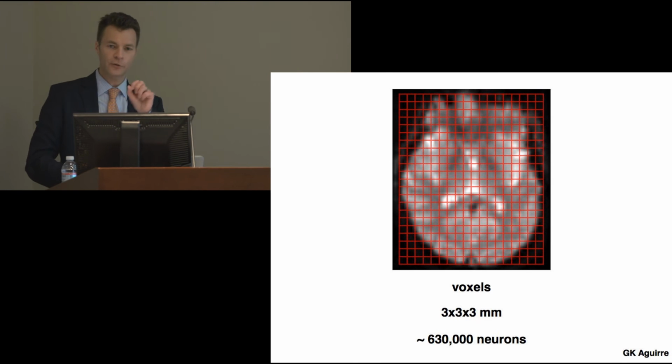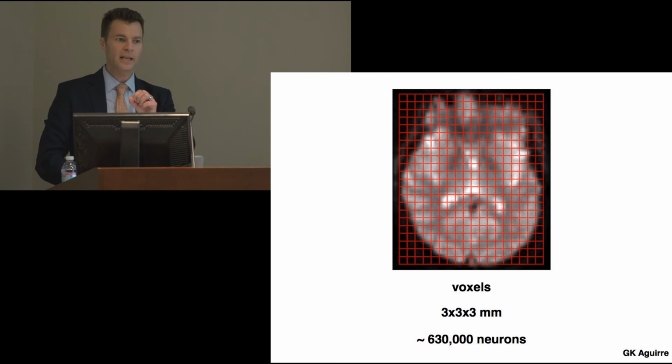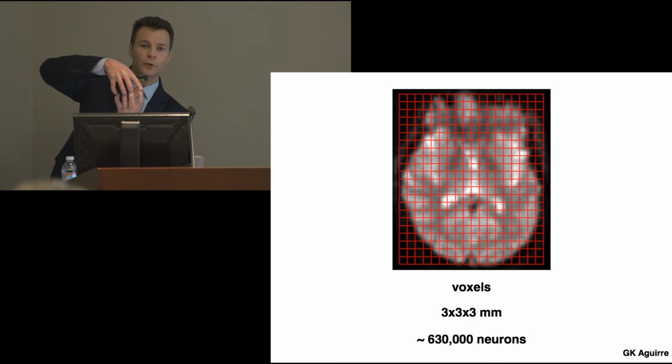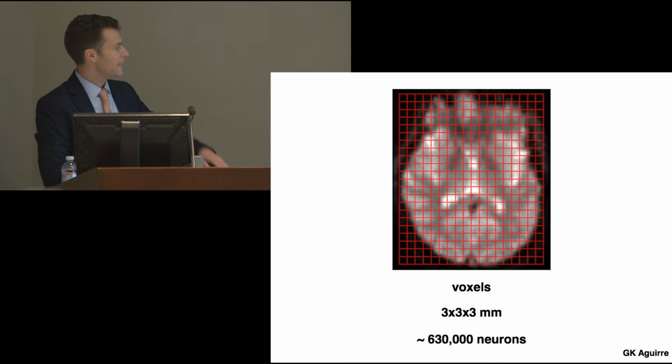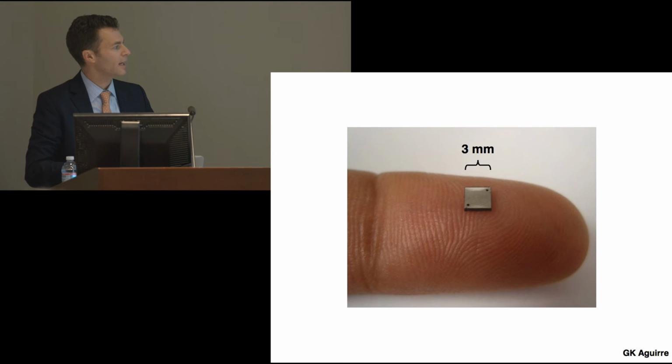So a voxel is the smallest unit of measurement that makes up these pictures. The reason it's called a voxel is because it has volume. It's a 3D cube that then, when assembled, makes up the entire volume of the brain. In typical applications, these voxels are somewhere between 1 millimeter and 3 millimeters on a side. In the 3 millimeter size, that contains about 600,000 neurons.